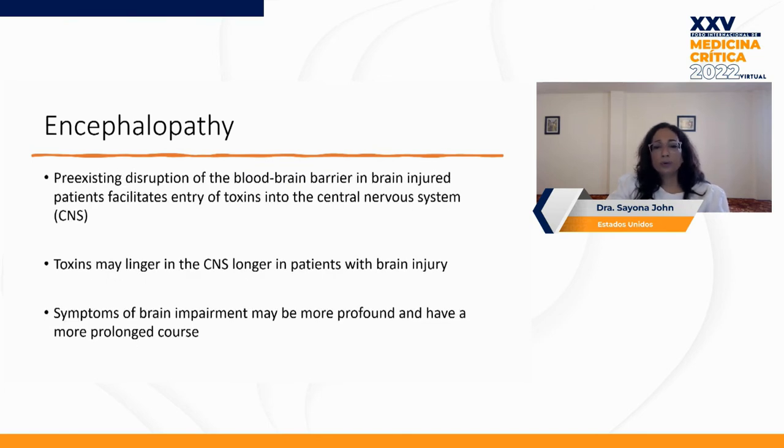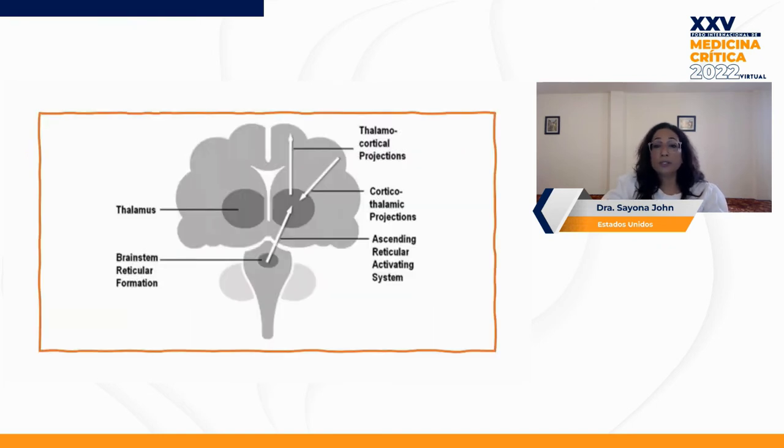Now, in patients with neurological injury to begin with, they already have a pre-existing disruption of the blood-brain barrier, which then facilitates the entry of the toxins into the central nervous system. So in these patients who already have brain injury, the toxins, as you can imagine, can enter the brain much more significantly, can linger in the central nervous system longer, and therefore encephalopathy can be more profound and have a more severe and prolonged course.